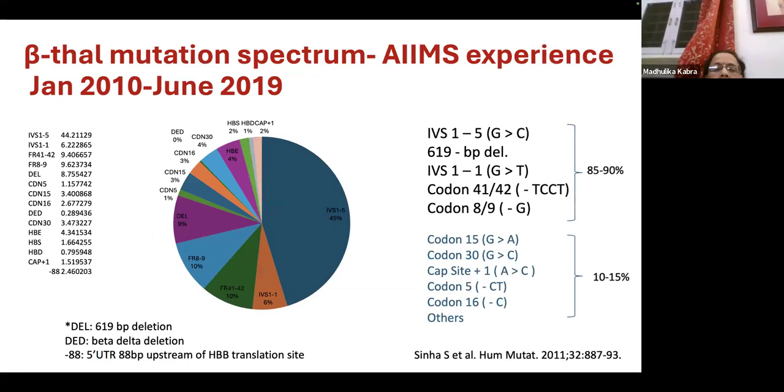So this again, Ratna has already shown, and this is just to show you that with sequencing coming in, in the majority of patients we are able to identify the mutation. So we have seldom resorted nowadays to doing a cord blood HPLC.